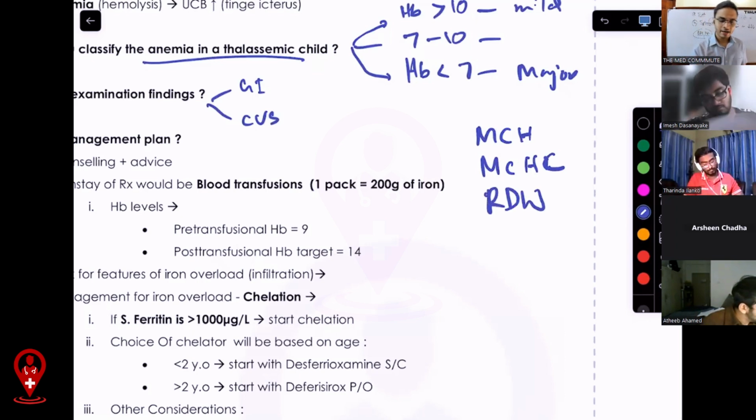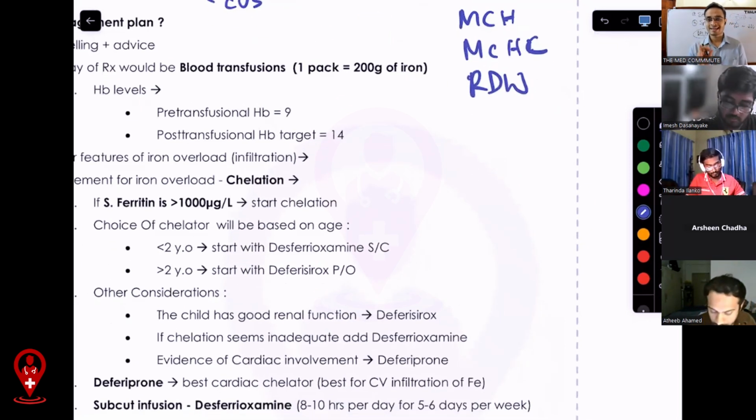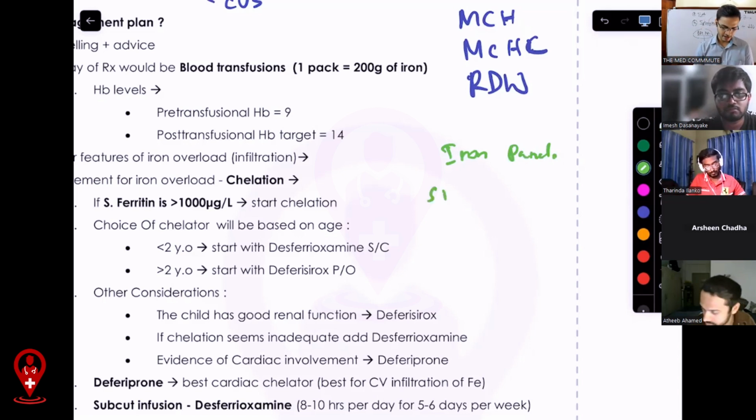And we talked about the iron panels, guys. If you all remember, I specifically talked about thalassemia trait. And what did we say? Iron panels in thalassemia trait is normal. Iron panel is normal. So we take the serum iron, we have the serum ferritin.